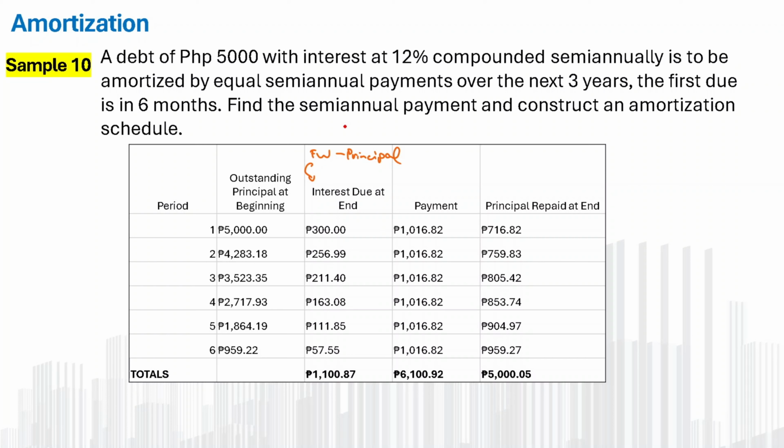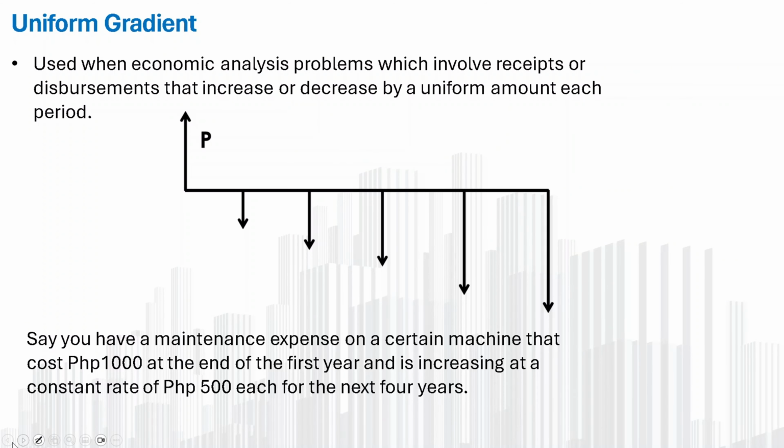So this is the future worth of this, minus the principal, so 5,000, and then you subtract that. So the payment here, that will be your amortization. That will be your annuity basically. And then this one is your principal repaid at the end. So whatever your total is. These are right over there.